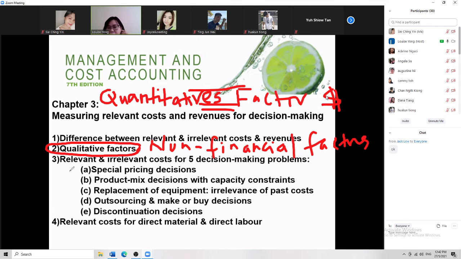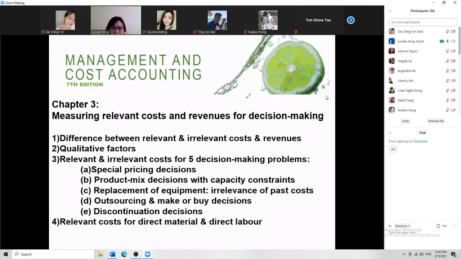Okay, so other factors we also have to weigh, we call it qualitative. Okay, so for relevant cost and relevant revenue here, we can use this to make decisions. These 5 types of problems we can use it for. So number 1 here, A here will be your special pricing.